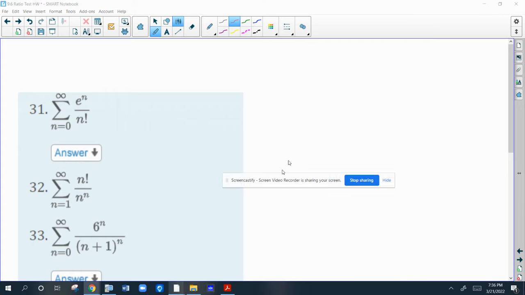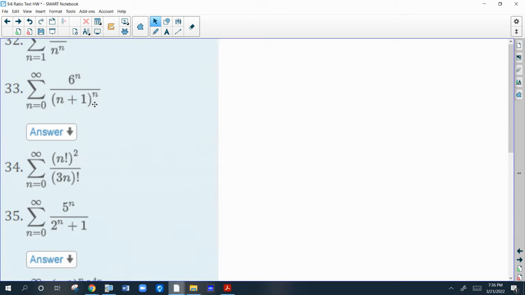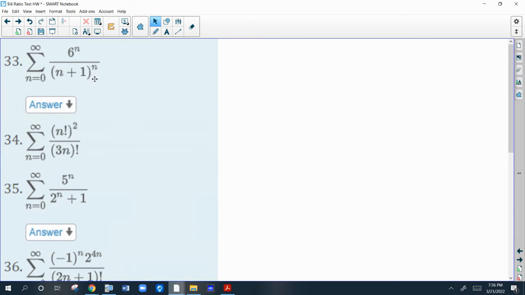All right, so here we go. We're going to attempt to look at question number 33, which is a little bit more crazy than the others. So we're going to apply the ratio test, and that's going to look just like this. The limit as n goes to infinity of 6 to the n plus 1 over n plus 2 to the n plus 1.